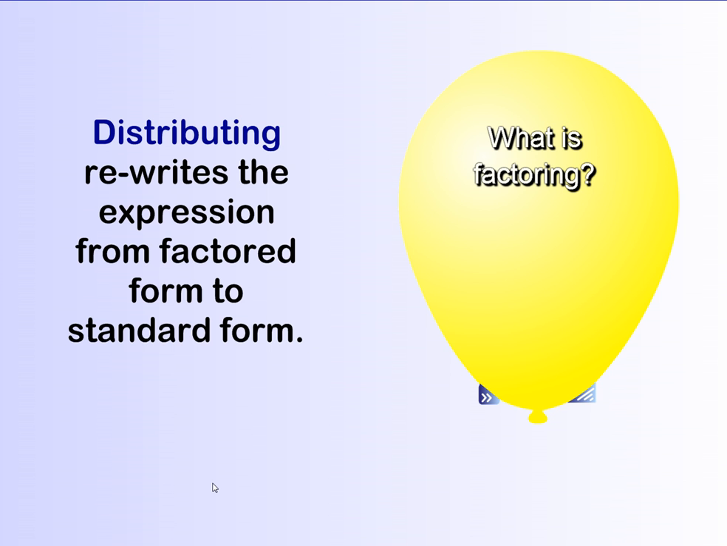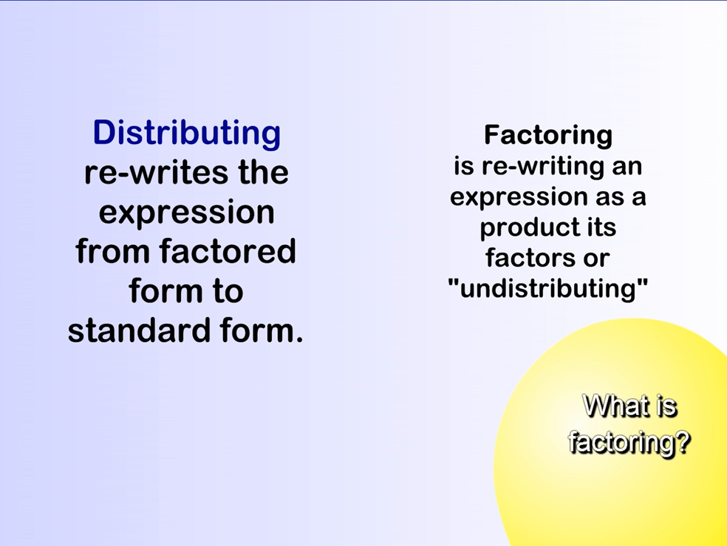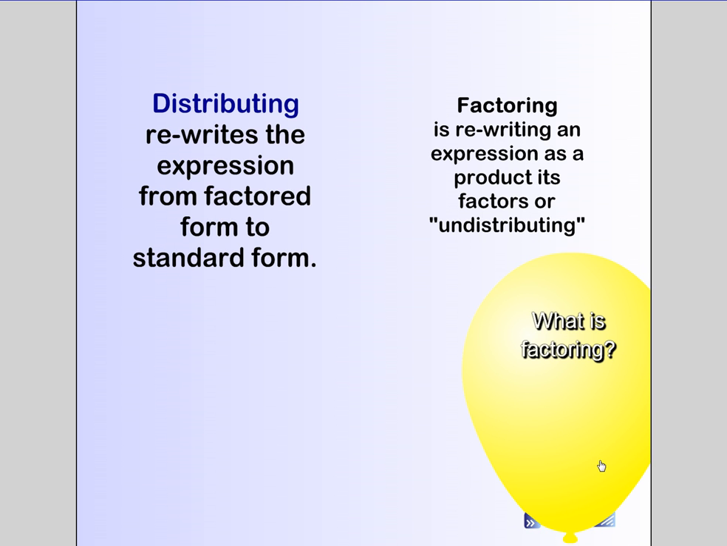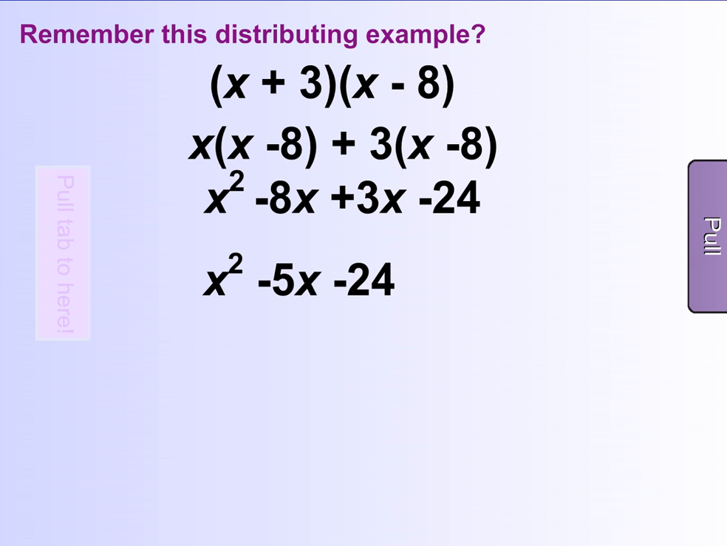Alright, so with distributing, we rewrite the expression from factored form into standard form. Those are the examples of what we just did. So we want to know what factoring actually is. When we factor, we are rewriting an expression as a product of its factors. In other words, we're undistributing. So we're doing the opposite of what we were just practicing. So this example is the one that you previously completed.